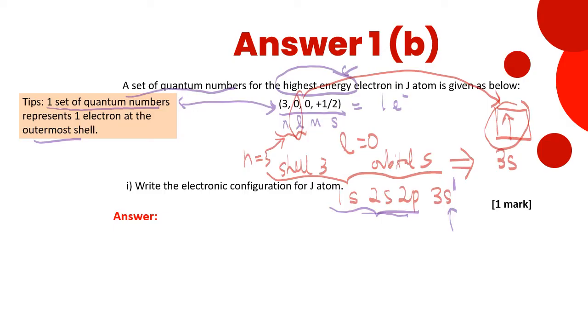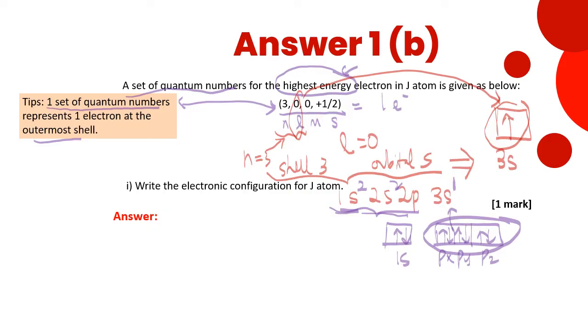So how do we fill up 1s? 1s has a maximum of 2 electrons, so we put in 2 here, and 2s also 2. 2p has 3 types of orbital, px, py, pz, and each of them can fit 2 electrons maximum, so the total we can put in is 6 electrons. So we put 6 here. The answer is that the configuration of J is 1s2, 2s2, 2p6, and 3s1.